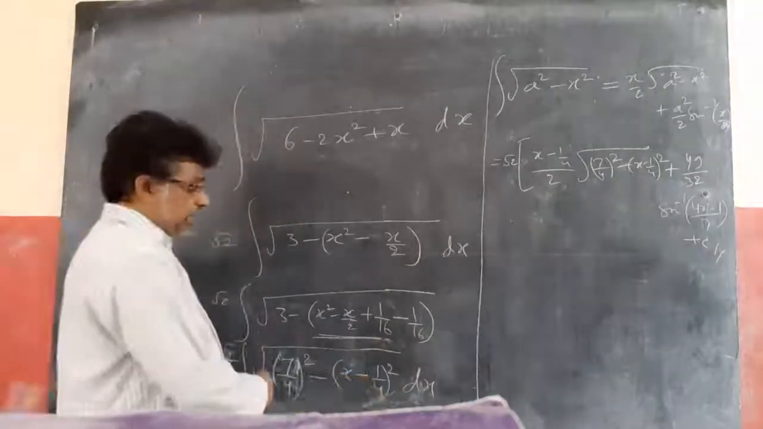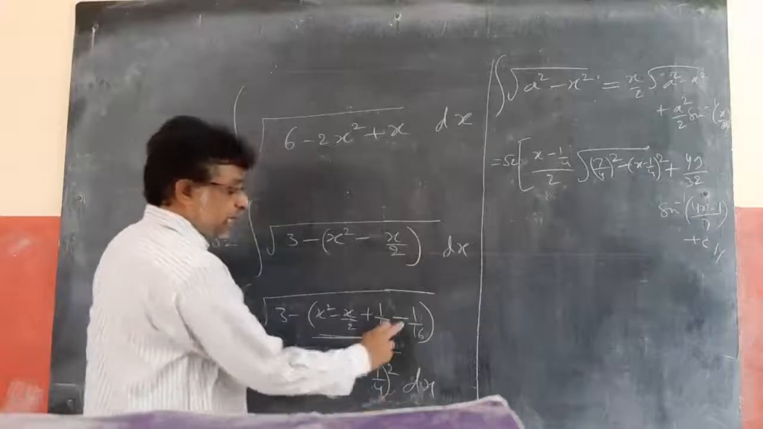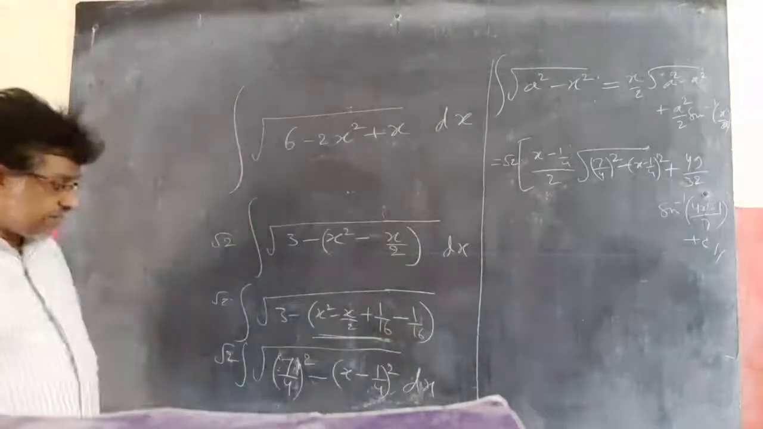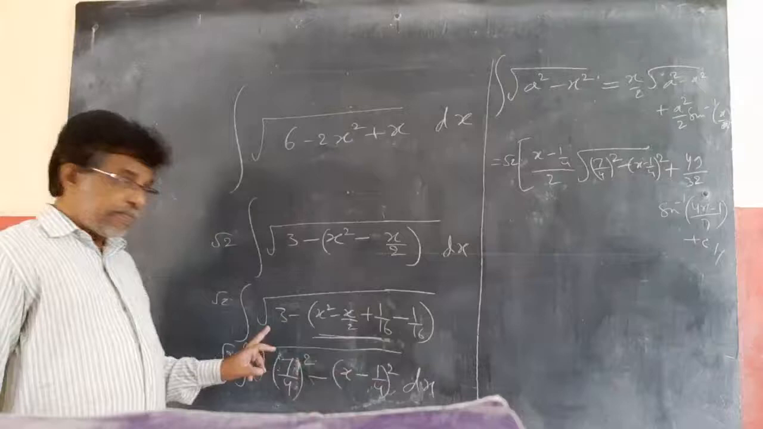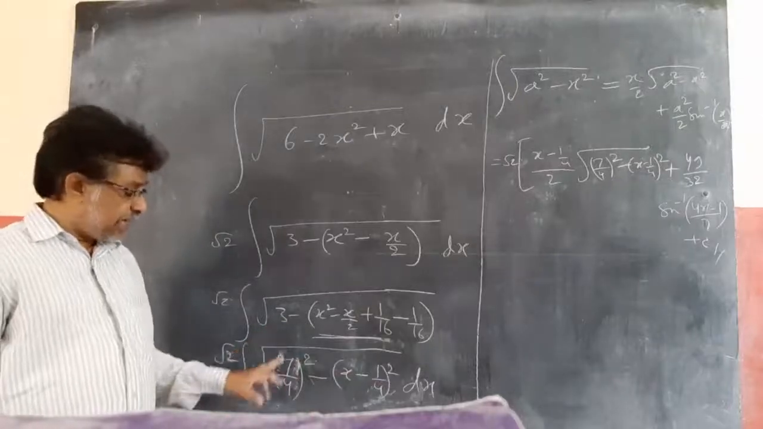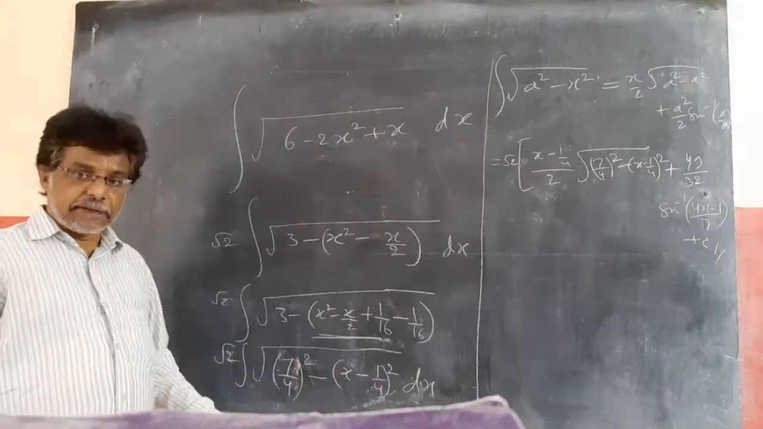Now this is a minus b whole square. This is x minus half whole square, plus 1 by 16 comes out of the bracket. 1 by 16 plus 3 becomes 49 by 16. So I can write 7 by 4 whole square.